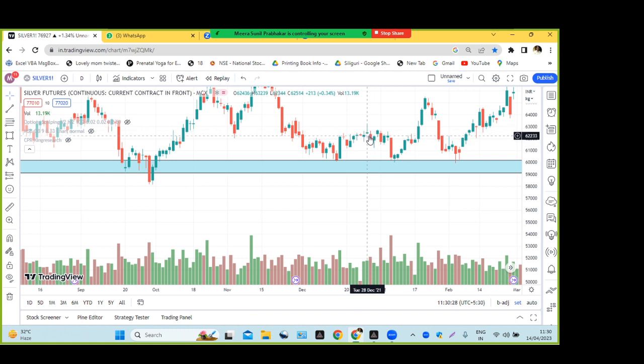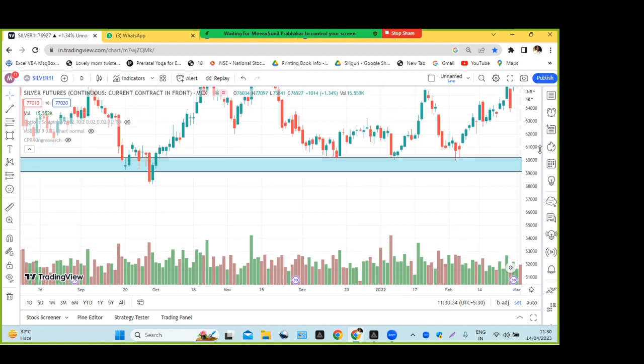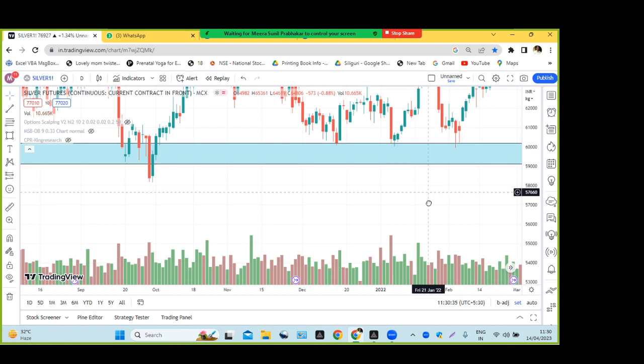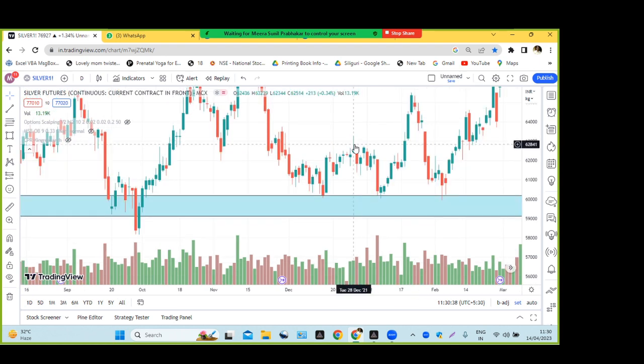This is 28 December. But now, if you see this, should we consider it now? Let's talk. This is a good one. On 28th December, it is a shooting star. Now, try to understand. It is a shooting star, and you can consider why.